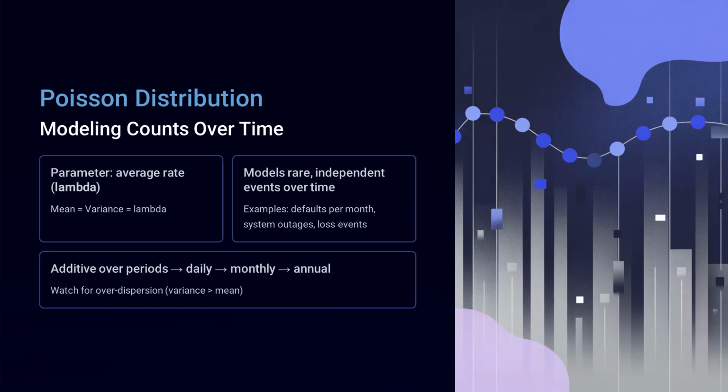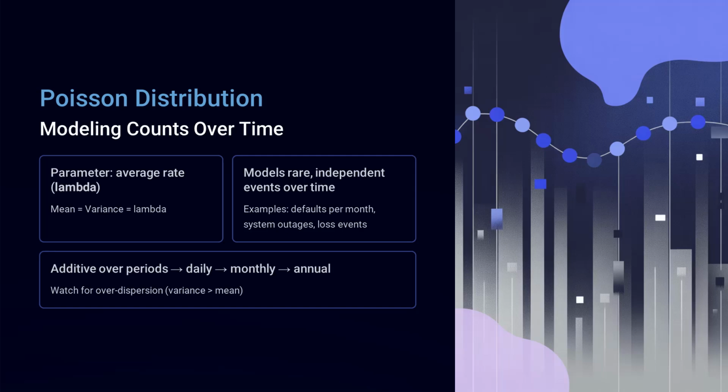If you monitor customer complaints, system outages, or operational losses, all can often be approximated as Poisson counts. Both the mean and variance are equal to lambda, which makes it mathematically elegant and easy to work with. A practical property of the Poisson distribution is that it's additive. If you add together daily counts that follow a Poisson process, the total count for the week or month will also follow a Poisson distribution with the mean equal to the sum of daily averages. That makes it perfect for aggregate risk measurement and scaling over time.